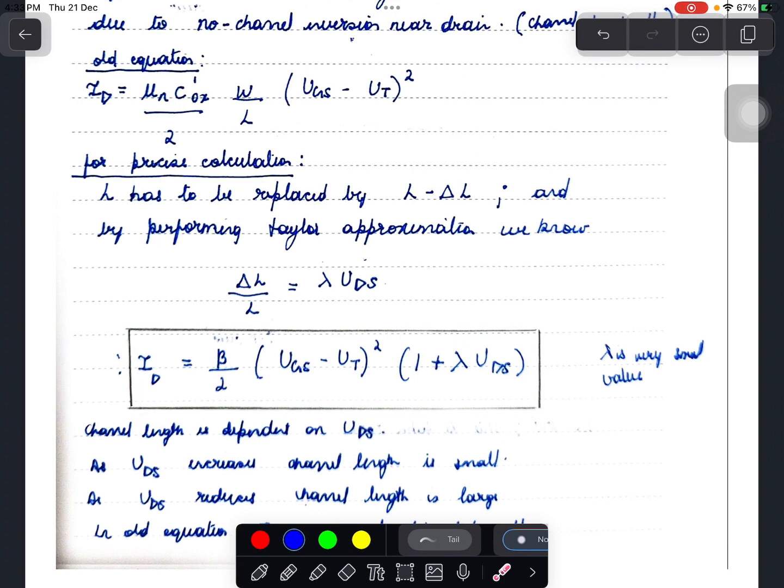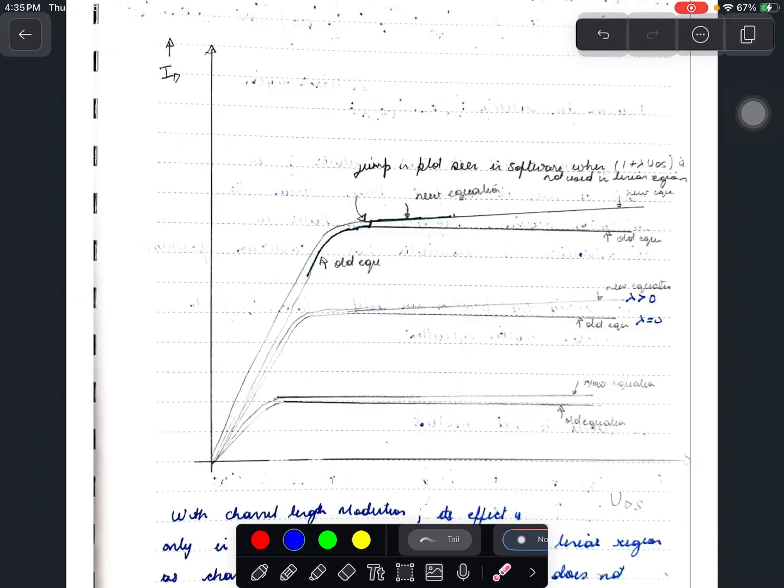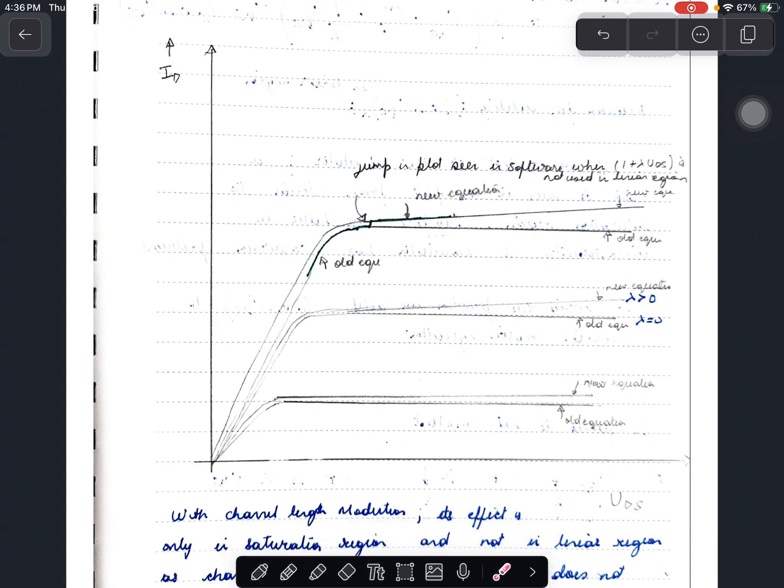So now the drain current is dependent on the drain to source voltage, and the dependency depends on the term lambda. Because of channel length modulation, the output transfer characteristics curve changes. Without channel length modulation, in saturation region, the drain current is constant and it is not a function of VDS. So this is the constant line according to the old equation. According to the new equation, we see a small slope. So this is the difference.